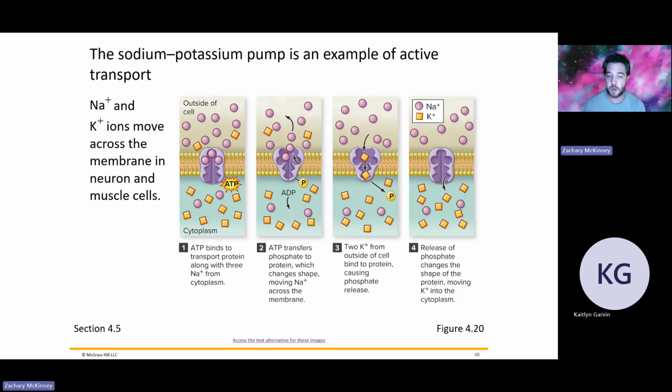This phosphate is what was keeping this protein open to that side. So once the phosphate releases, it reverts back to its normal shape. And then when it's in its normal shape, sodium can bind again. So sodium potassium pumps always exchange 3 sodium for 2 potassium. You have 3 sodium going out and 2 potassium coming in.